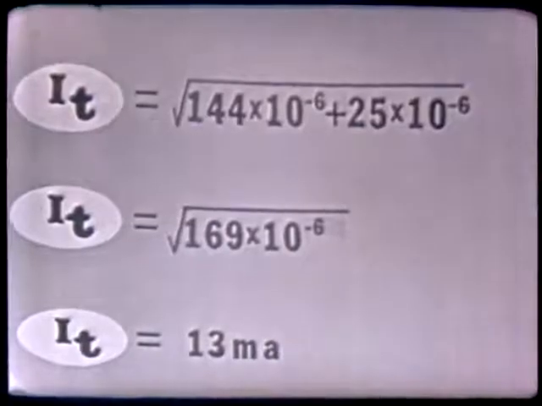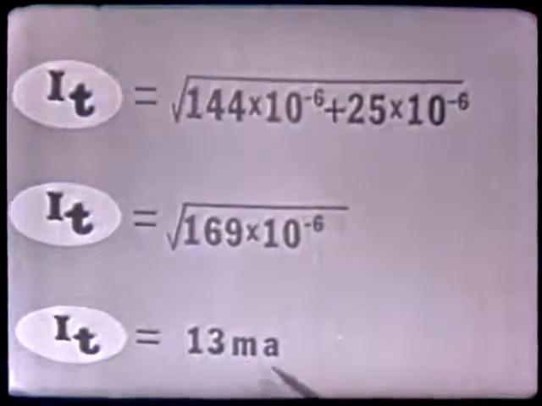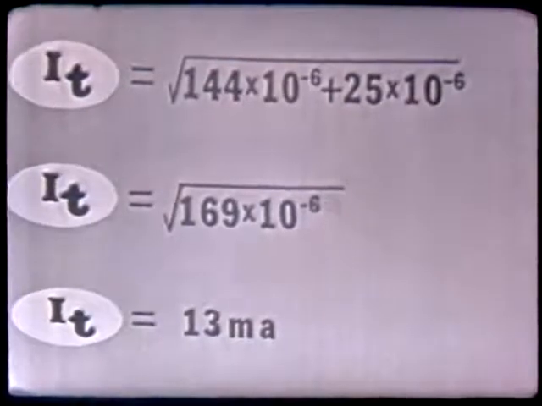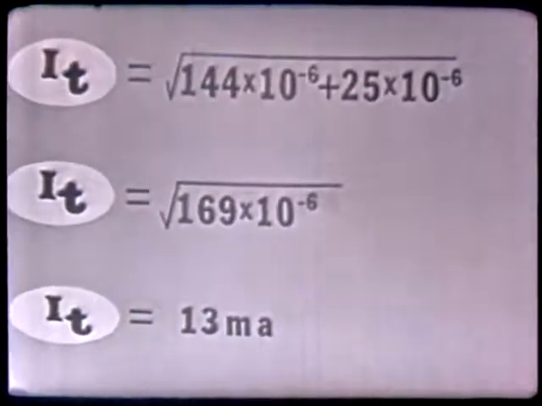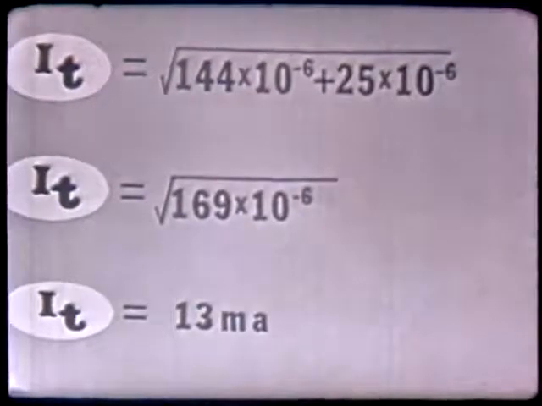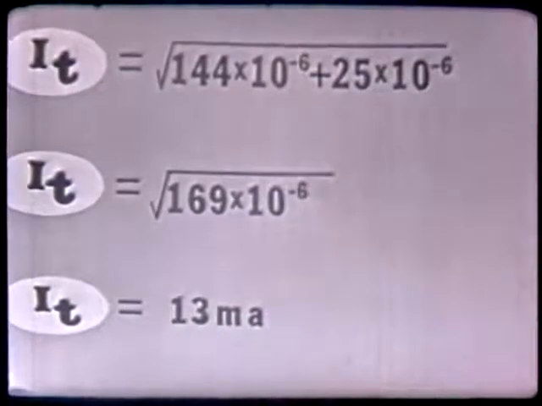Extracting the square root then of 169 is 13. Of course, the square root of a negative 6 is negative 3, which would be milli, and our current is, of course, in amperes. So once again, we have determined our total current by using the Pythagorean theorem. And our total current again comes out to be 13 milliamperes.